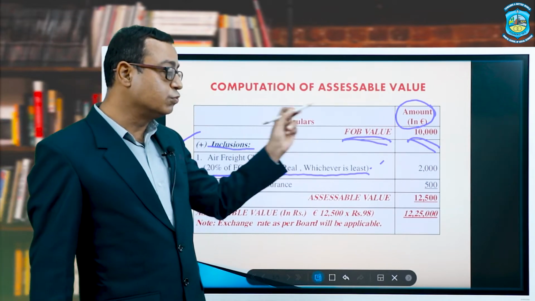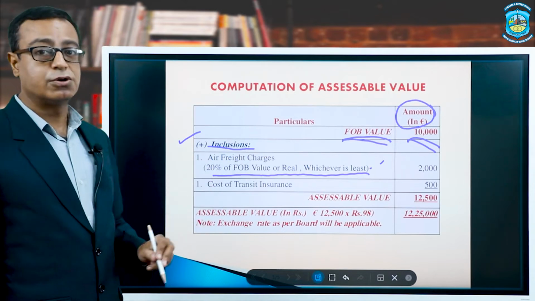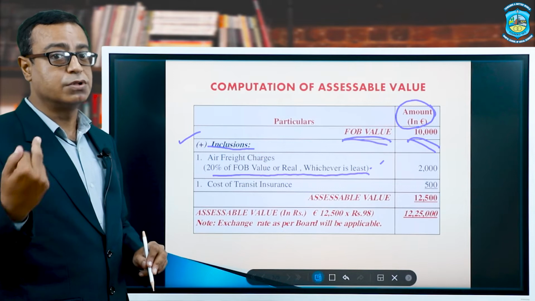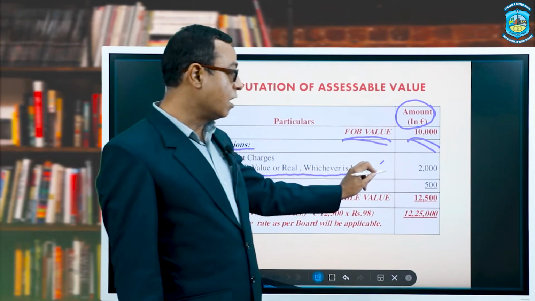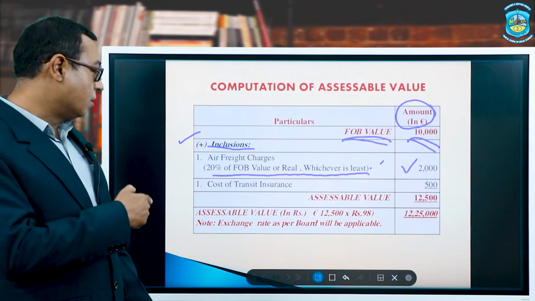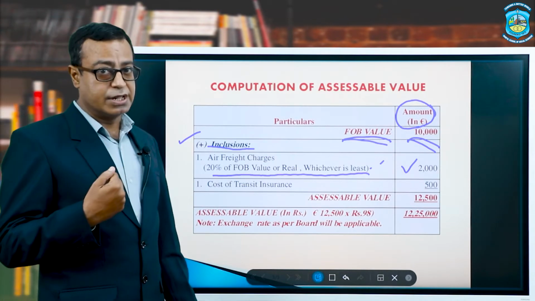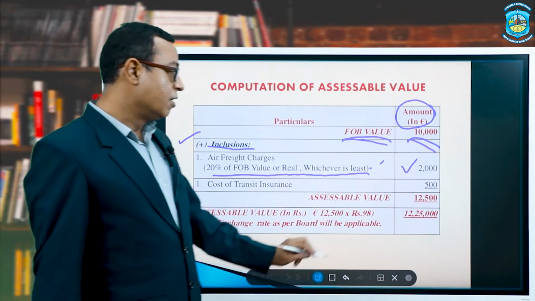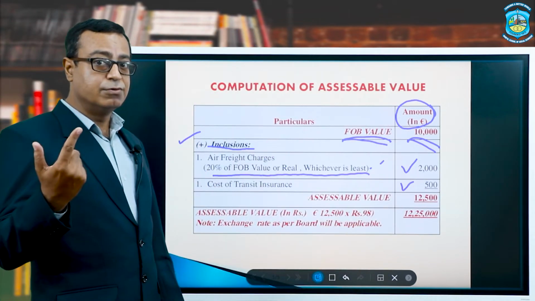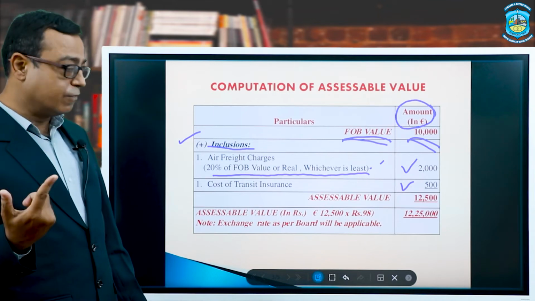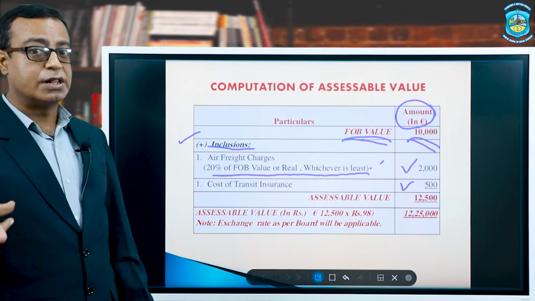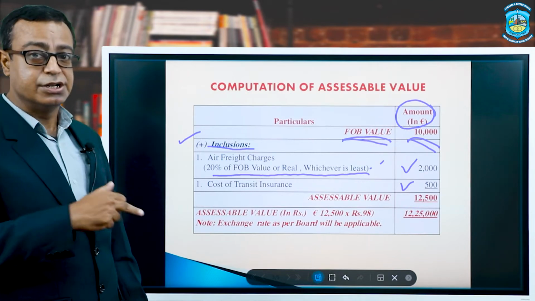20% of FOB is 2,000 and real charges are 2,500. We have to consider 2,000 euro, not 2,500. So here we have inclusion number one, air freight charges, 2,000 euro. Now come to cost of transit insurance, that is given itself, it is 500 euro. Now here we have a value that we are looking for, assessable value, that is, I repeat, 12,500. Again, it is in euro.